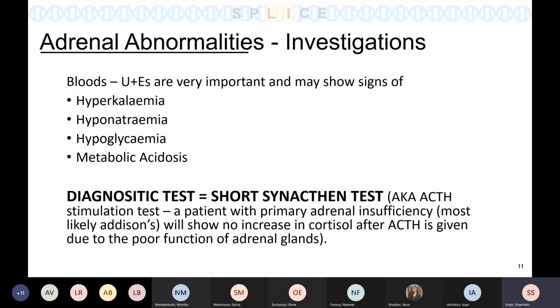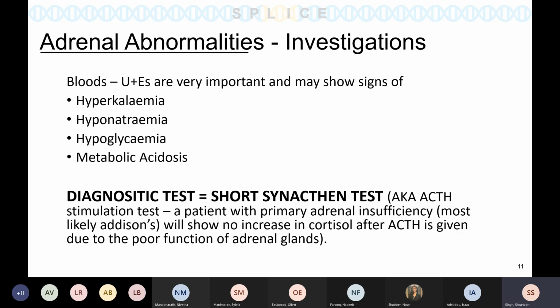In terms of glycemia, when you have corticosteroids being produced, that increases glucose because it increases the stress response of the body. So if you're not producing those corticosteroids, then you're going to have a hypoglycemic picture. I hope that makes sense.